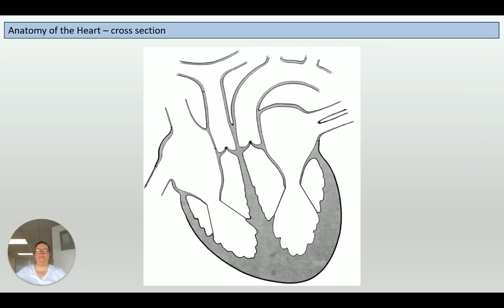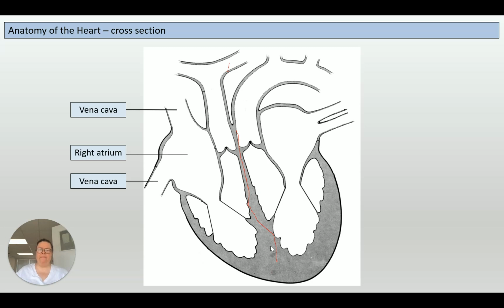So here is the picture of a heart that you generally get in exams, something like this. And it looks confusing, but actually if we keep the two halves separate and down this middle bit, down this bit here, this is called the septum, okay? And that separates the two halves of our double circulatory system.